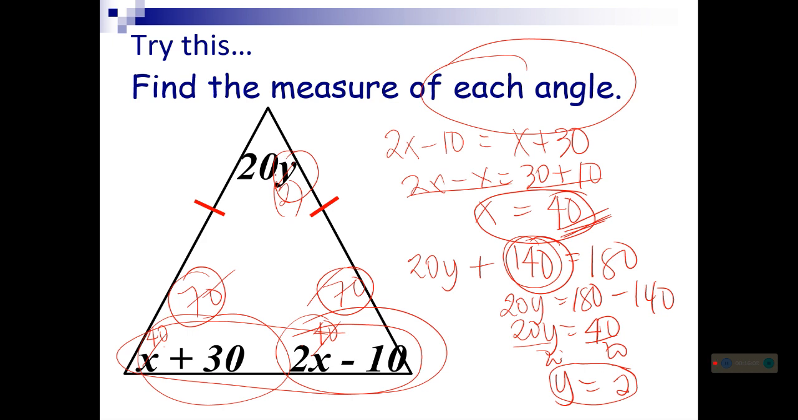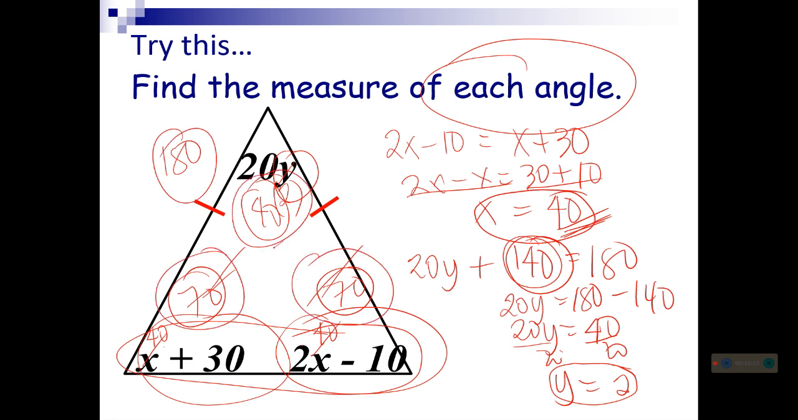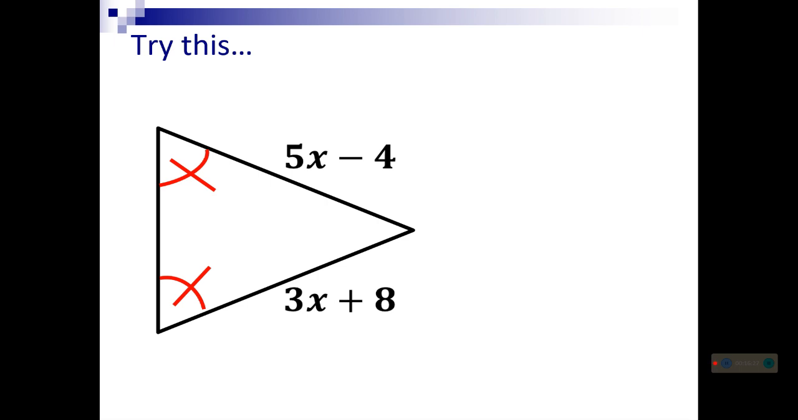So we have here 2 times 20 is equal to 40. And if we add, 70 plus 70 is 140, plus 40 is equal to 180. So there we have the measure of each angle. Again, we have 40, 70, and 70 degrees. So how about this one?